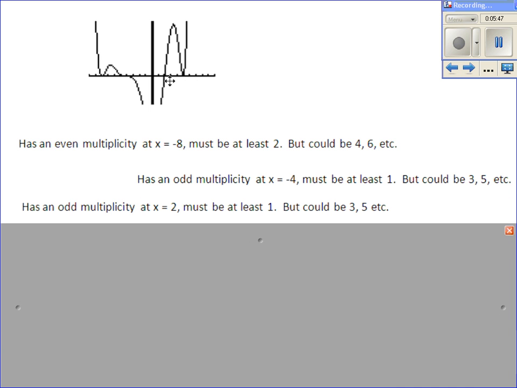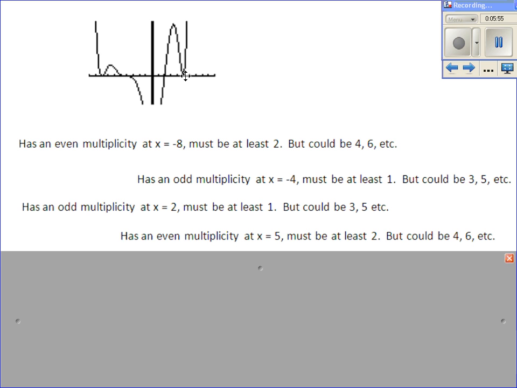At x equal 2, it's got to be an odd multiplicity because it's passing through, so it's got to be at least 1, but could be 3, 5, etc. And then at x equal 5, it's got to be an even multiplicity, so it must be at least 2, but could be 4, 6, 100, etc.